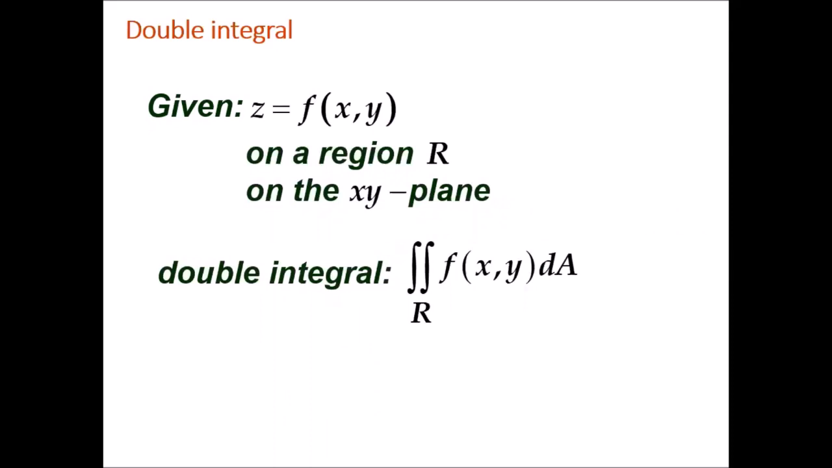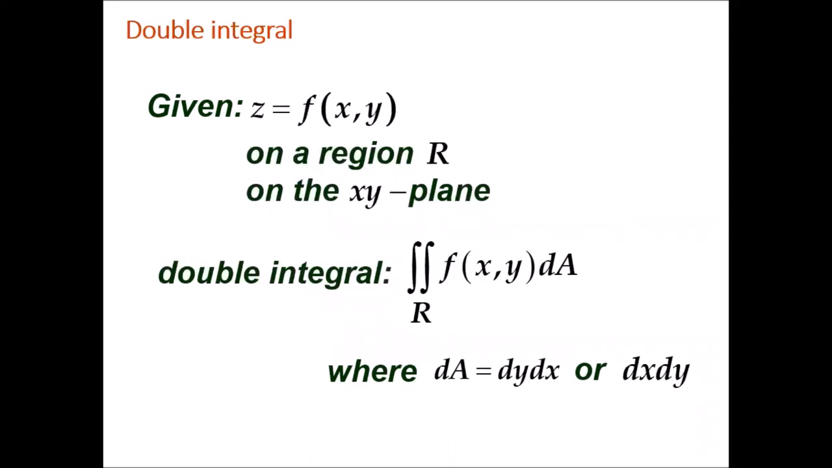Now for the double integrals, we are given z, which is a function in terms of x and y that is bounded on a region R on the xy plane. The double integral is denoted as this, and it can be read as double integral of f of xy dA evaluated on the region R, where dA can be expressed either dy dx or dx dy.